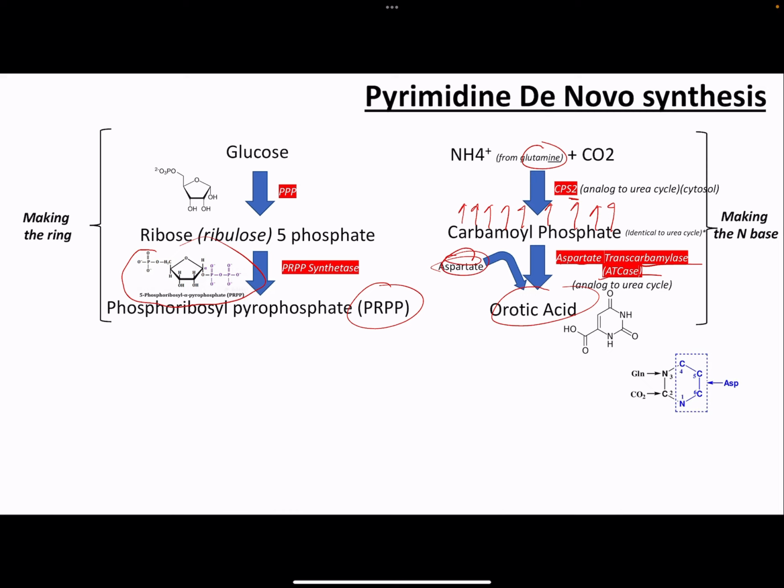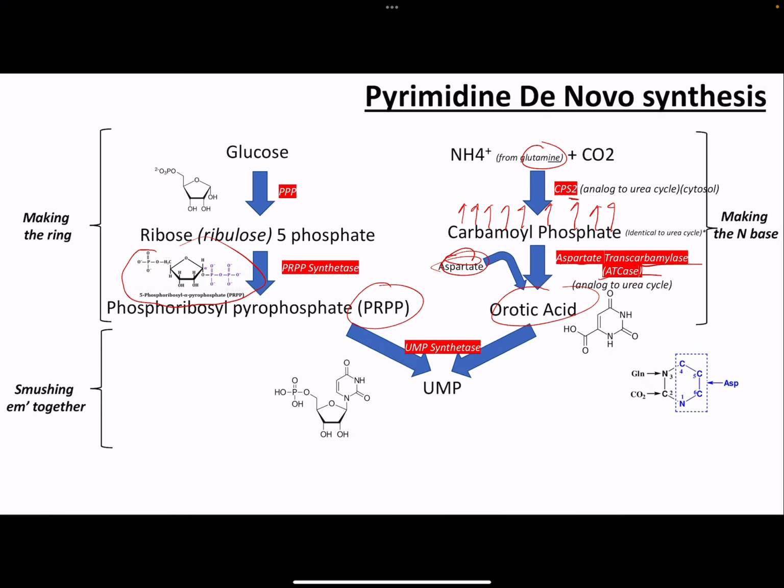We've now made the nitrogen base, we made the ring, but now we got to slap them together. So UMP synthetase is going to combine these two, and then from there, we can make it into cytosine and thymine. And again, we have been dealing with these ribose structures. When we're doing pyrimidine and purine anabolic processes, we're making RNA. So if we're making a thymine, that's just by definition DNA.